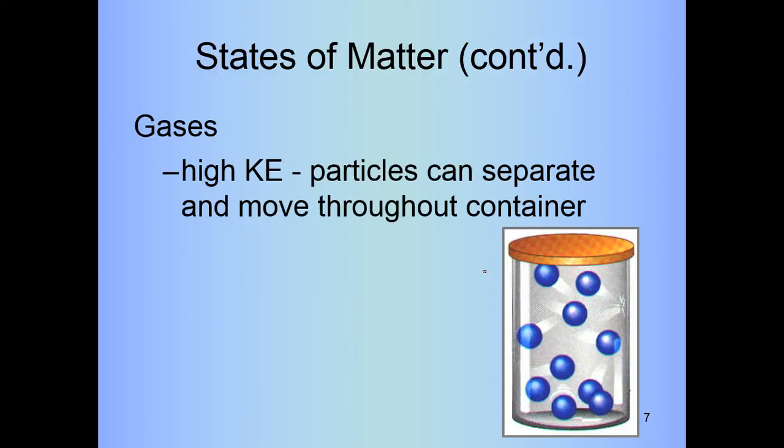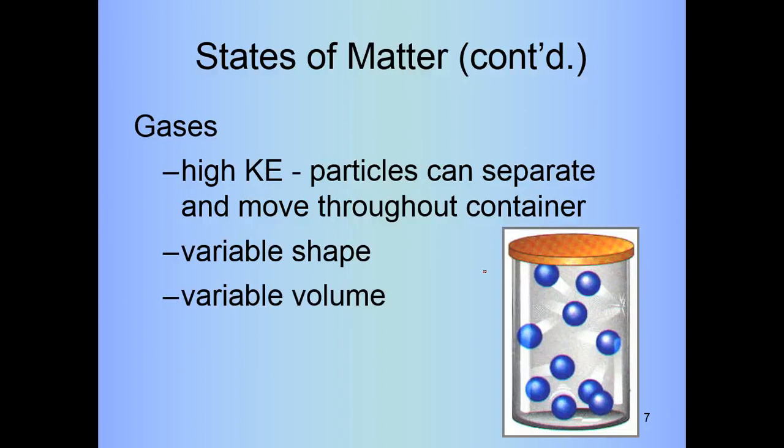so particles can separate. They can overcome the attractions between each other and move around throughout the container, so they're not stuck to anything. They're free to roam about, and that's why they have a variable shape, so they take on the shape of their container. You don't want to say they have no shape, but they do take on whatever shape container they're in, because they'll move until they hit the container wall.